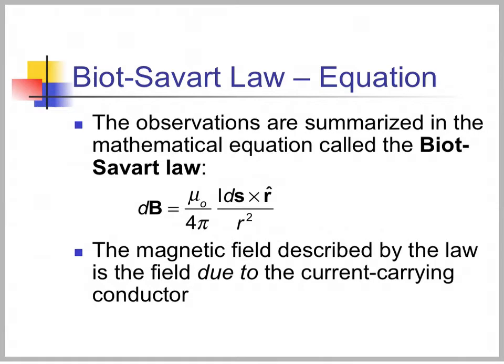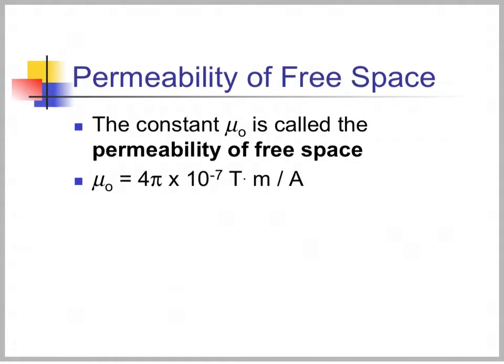So all of those observations are summarized by a mathematical equation that we call the Biot-Savart law. dB is equal to mu naught over 4 pi times I ds cross r hat over r squared. So the magnetic field described by the law is the field due to current carrying conductors. Now mu naught is a constant. It's called the permeability of free space, and it's just 4 pi times 10 to the minus 7 Tesla meters per amp.